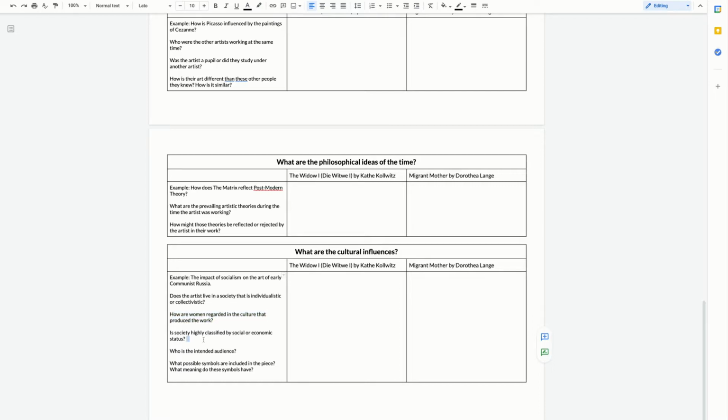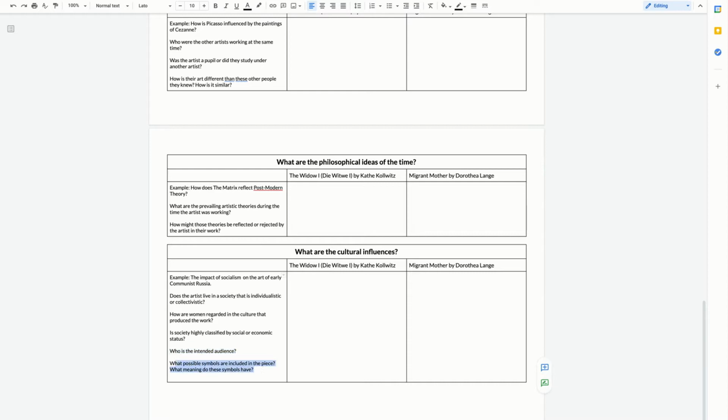Was society classified by social or economic status? So, did we have a ruling class? And then, did we have a middle class? Did we have a lower class? Which one of those classes did these women belong to? Were they working to change the idea of social or economic status? Who was the intended audience? So, who was the piece of art made for? That kind of ties directly back to those questions in the first one. Were they made to target a certain audience?